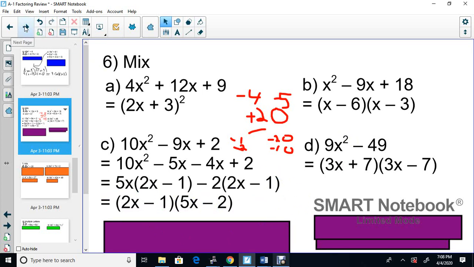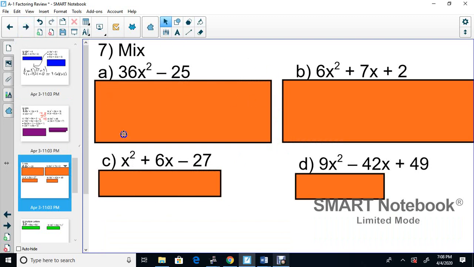I want you to pause the video. And for question 7, I want you to do these 4. See if you can do them as quickly as I did there. So pause the video, and when you've got them all, or if you're not sure how to do them, start.